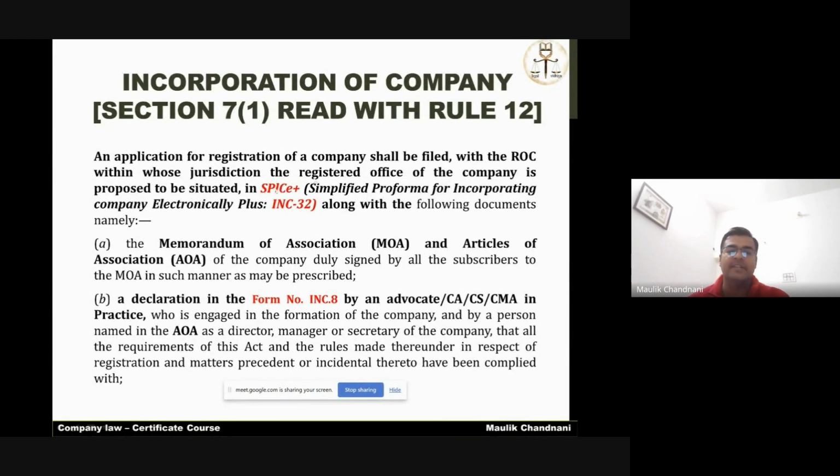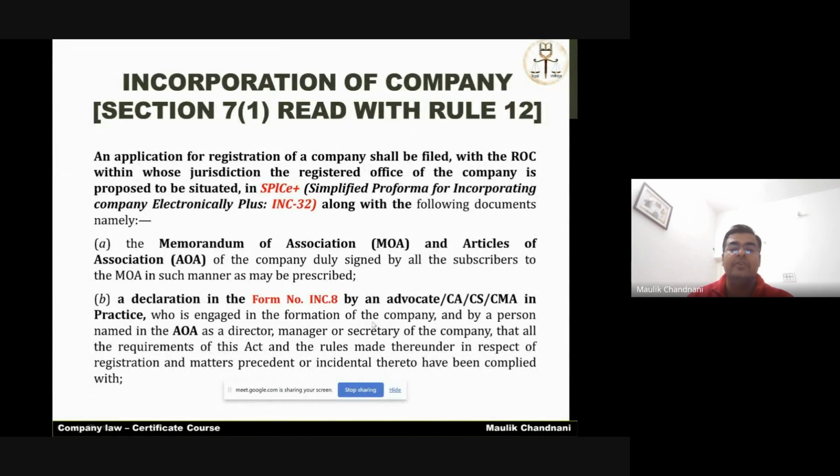Along with the SPICE Plus, you need to attach documents. This is of course an online application form, a digital form which you need to apply on the website of MCA. With this application, you need to attach certain documents: the memorandum of association and the articles of association, which we will be discussing tomorrow, duly signed by all the subscribers, that is the 2 subscribers or the 7 subscribers, who had initially agreed to form a company.